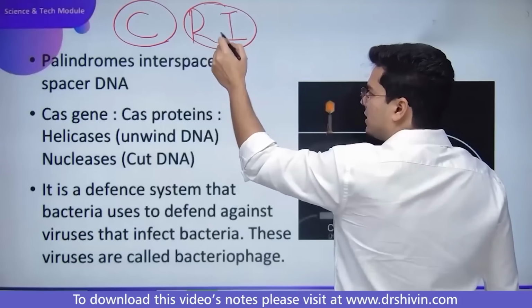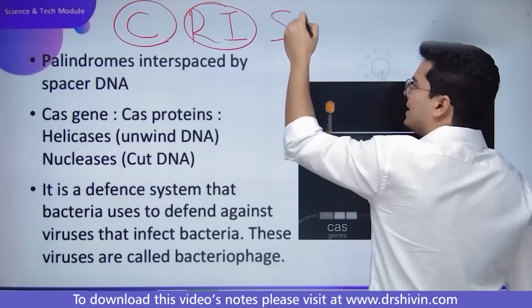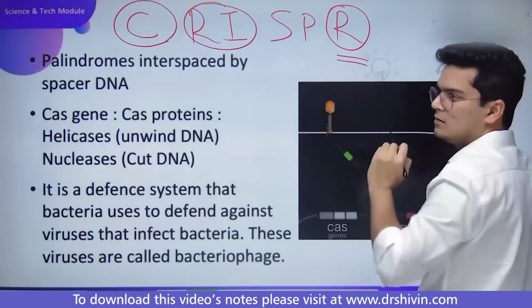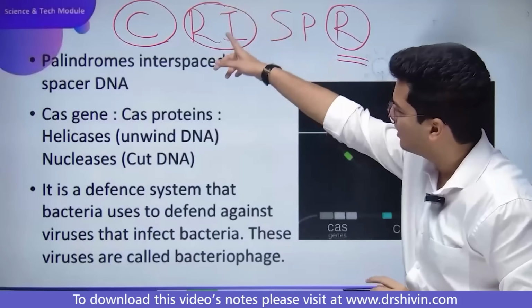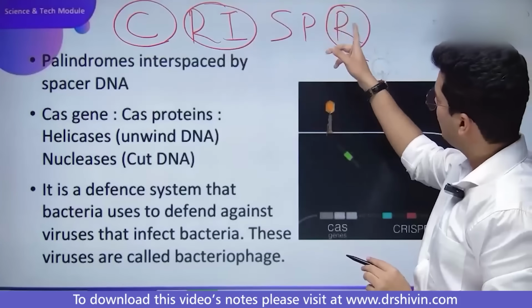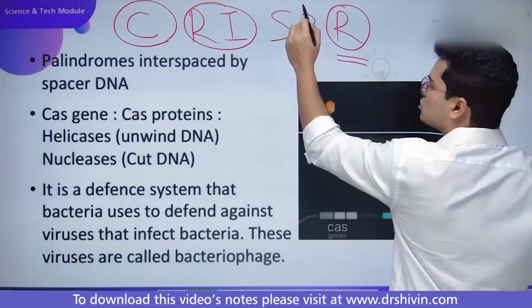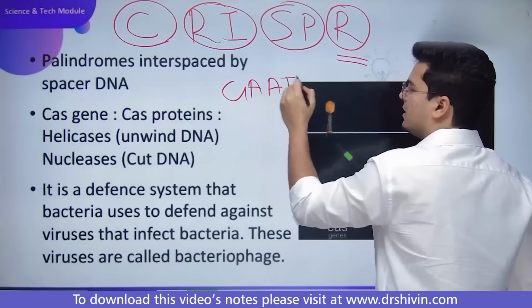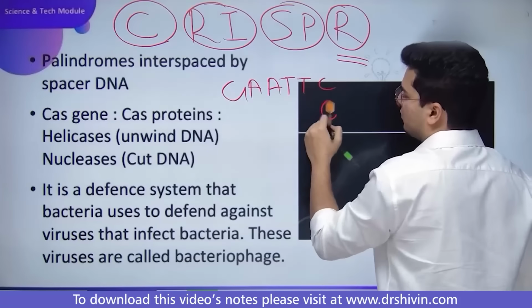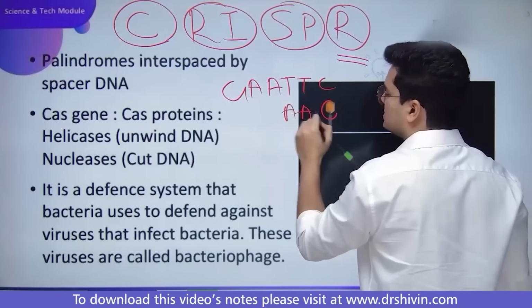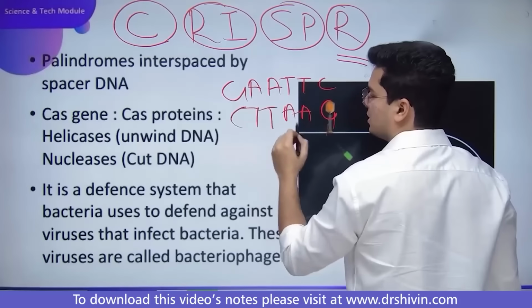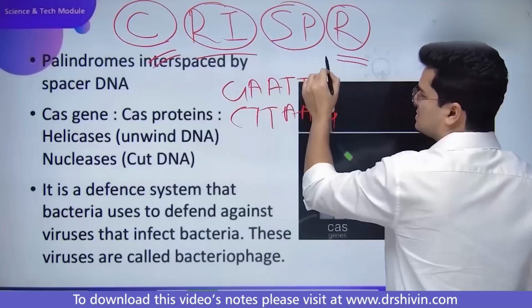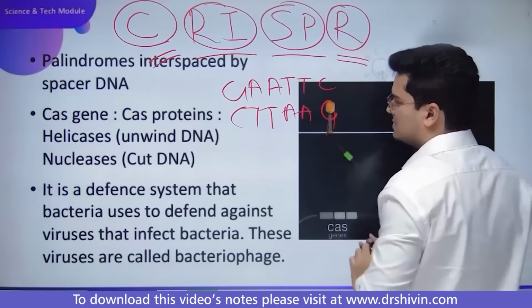Clusters of regularly interspaced short palindromic repeats means repeats are happening. Cluster पता चल गया, regularly interspaced पता चल गया, end में repeats are happening. And what are short palindromes? Palindrome is a DNA sequence that if I read from one side, if I read from the other side, it will look the same. ये भी हम डिस्कस कर चुके हैं. So CRISPR is nothing but clusters of regularly interspaced short palindromic repeats.